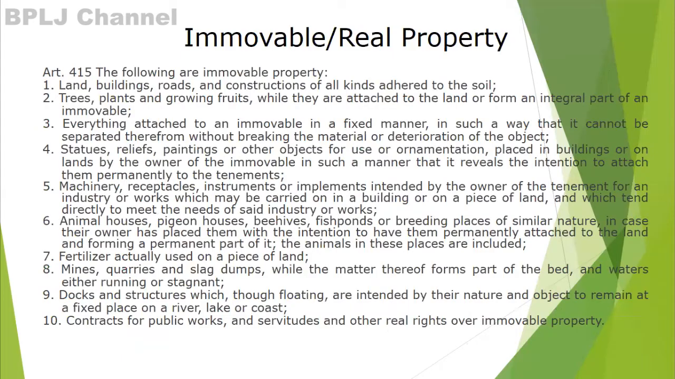Now, since Article 414 gives the basic classification of property according to its nature, what then is immovable property? Again, the Civil Code did not provide any exact definition of an immovable property, but it defined immovable property by enumerating the properties which are considered as real or immovable properties.